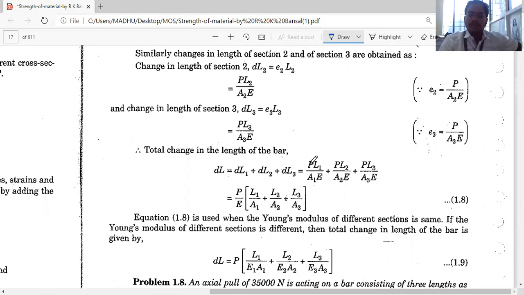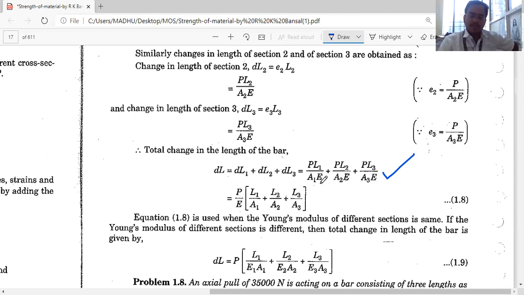Overall change in length is PL1 by A1E plus PL2 by A2E plus PL3 by A3E. So P by E times L1 by A1, plus L2 by A2, plus L3 by A3. We have taken P by E as common from all these three terms, 1, 2, and 3. So this is an important expression.